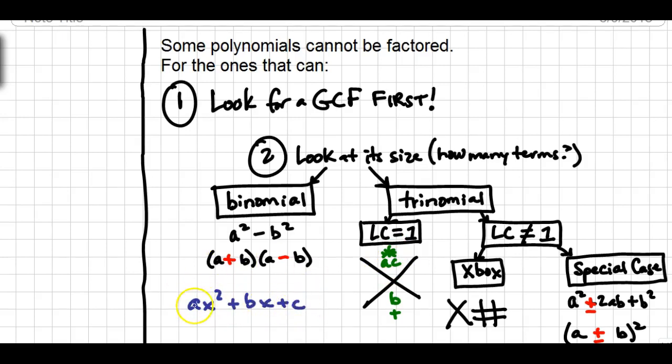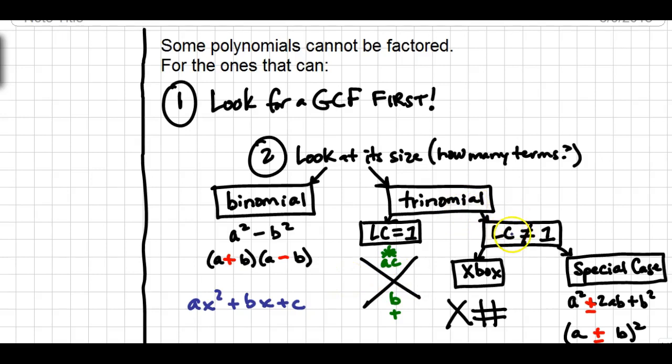So we're going to grab the a and the c, and we're going to multiply those together and put those at the top. Grab the b value, put that at the bottom, and you're looking for factors at the top that add up to the bottom. Product on the top, sum on the bottom. And then whatever two numbers you get, those are going to be how you'll create your answer.